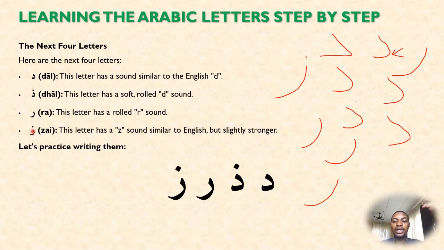You can check back the previous videos to revise the previous letters we've learned, which are Alif, Ba, Ta, Tha, Jim, Ha, Kha, and now Dal, Thal, Ra, and Zai.